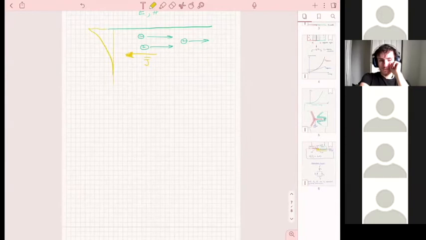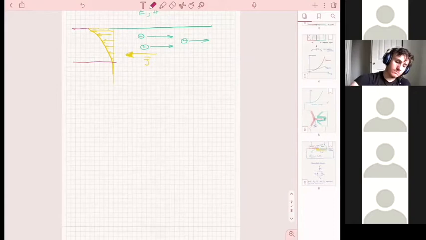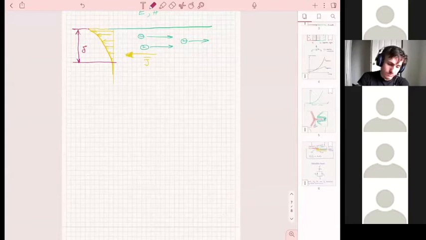Or the electric current is going to go like this. It's going to be much stronger near the surface, and much smaller as it goes in. When we look at the distance between the top of the surface and the point where it goes down to 1/10 of the original value, that is called the skin depth, and that is what measures how deep inside the material the current goes.